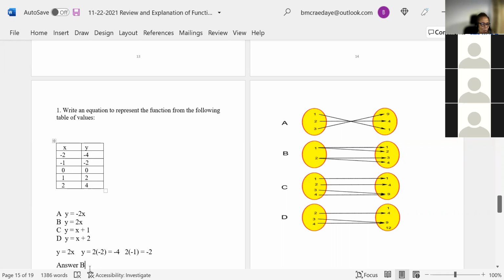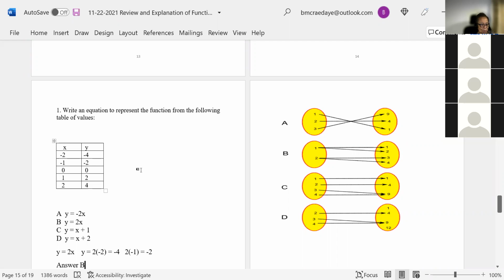You follow? You have to apply the input to the equation and get whatever's in the table for the output. And that only happens with B. When it says y equal 2x, that means whatever's in the table for x, you multiply by 2, and you should get what you have over here for the y. Because y equal 2x means to take the x. 2 times a -2 is a -4. 2 times a -1 is a -2.